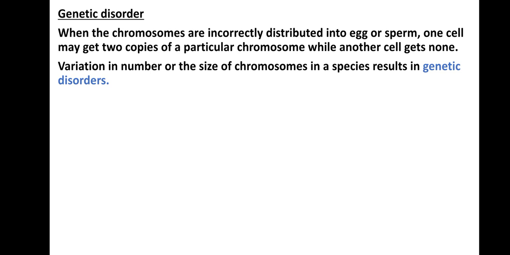When the chromosomes are incorrectly distributed in the egg or sperm, one cell may get 2 copies of a particular chromosome, which is not normal, while another gets none. This leads to genetic defects when gametes fertilize. For example, if a sperm with the extra chromosome fertilizes an egg with the normal chromosome number, the resulting zygote will have 3 copies of one chromosome. Variation in the number or the size of chromosome in a species results in genetic disorder.